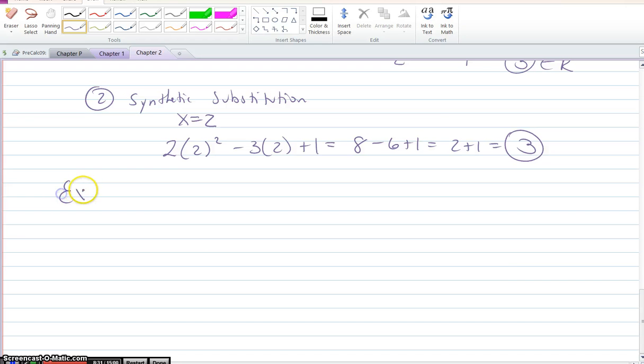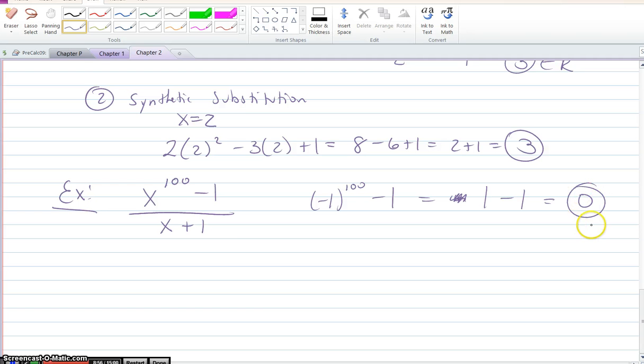So for instance, I want to find the remainder of x to the 100th minus 1 all over x plus 1. I would be plugging negative 1 into that. So negative 1 to the 100th minus 1 using synthetic substitution. I see I get positive 1 minus 1, which is 0. Okay, so I got the remainder a heck of a lot quicker than if I tried to do this.